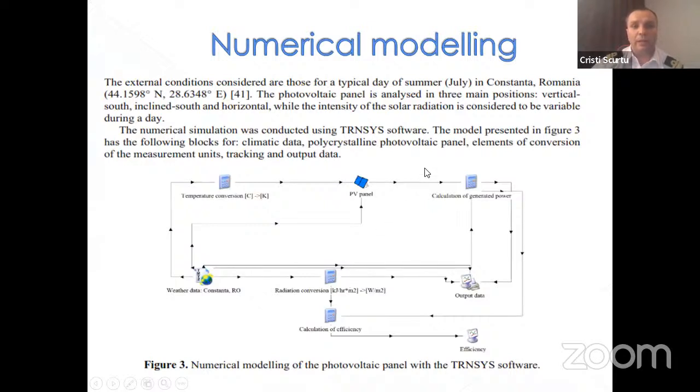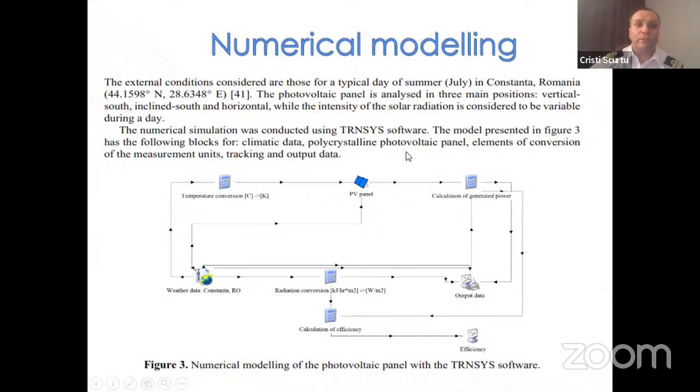We can model this current for a typical summer day in July in Constanța, Romania, because I live in Constanța. We took all the values from here, and we can analyze three main positions: vertical south, inclined south, and horizontal, where the intensity of solar radiation is considered variable during the day. So we used the simulation conducted in the software TRNSYS.